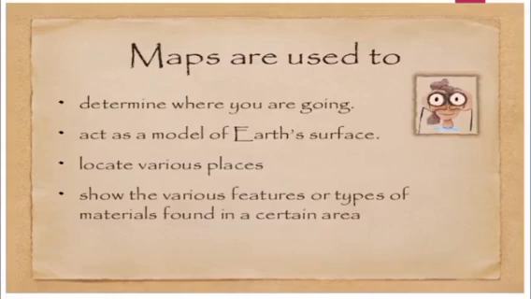Maps are used to determine where you are going. Here, determine means discover or learn. So, maps are used to discover or learn where you are going. Then, maps are used to act as a model of Earth's surface. Then, maps are used to locate various places. Next, maps are used to show the various features or types of materials found in a certain area.